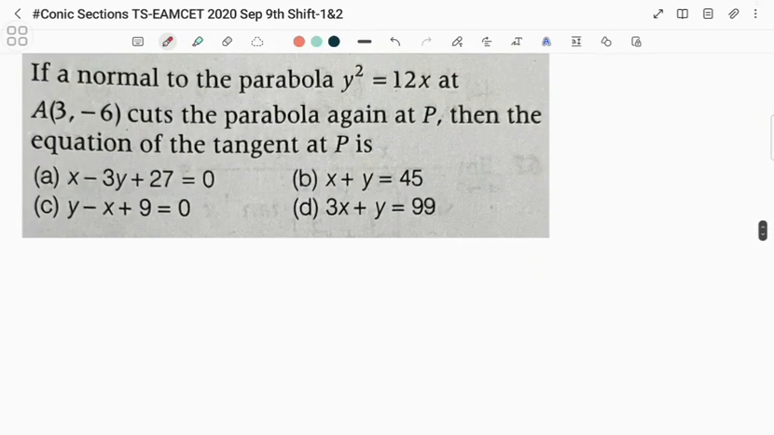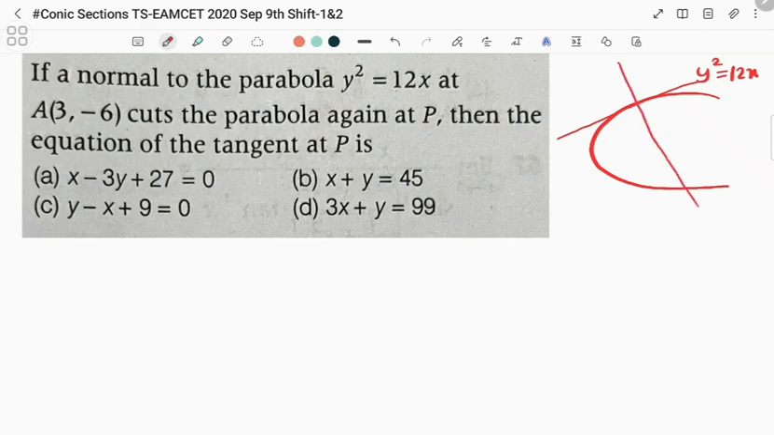If a normal to the parabola y square equal to 12x at the point 3 comma minus 6. So this is the parabola equation, y square is equal to 12x. This is the tangent equation now. This is the normal. Tangent, normal at what point? A of 3 comma minus 6.